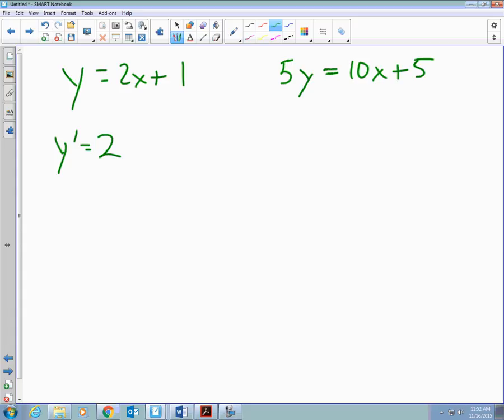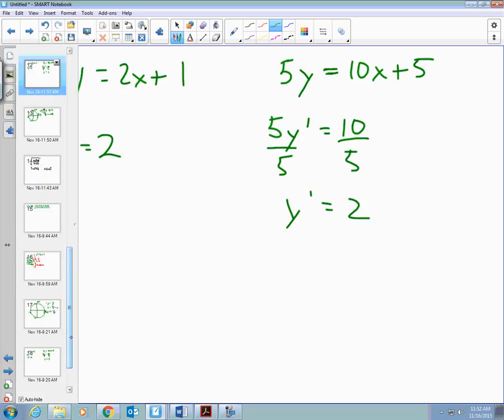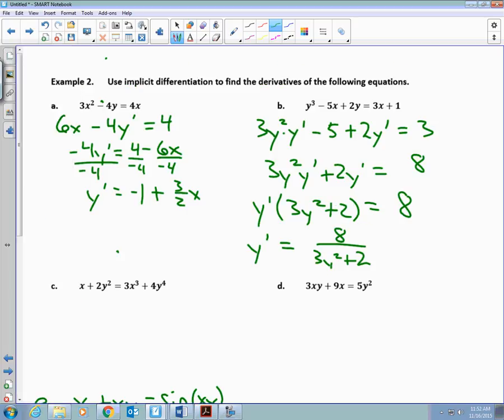Watch, you'll see it right here. What's the derivative of 5y? 5 times y prime equals derivative of 10x. 10 divided by 5, y prime is 2. See? The only reason why we haven't talked about it yet is because we've always seen just that the derivative of y is 1, and you just attach a y prime. So the important piece that we've learned is that anytime you take the derivative of a y, you must attach a y prime.